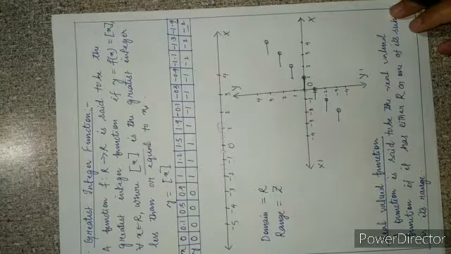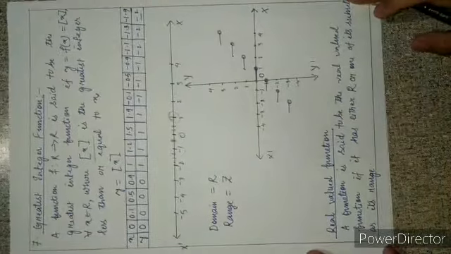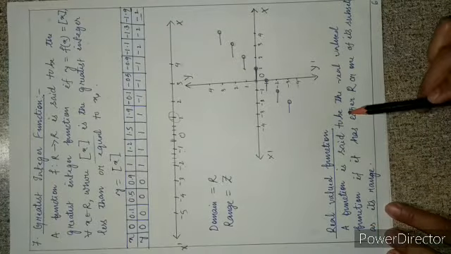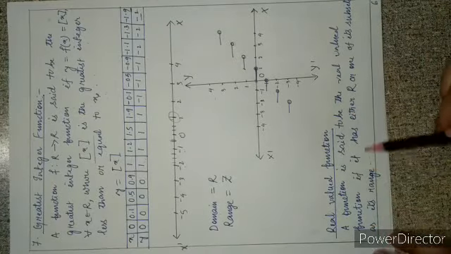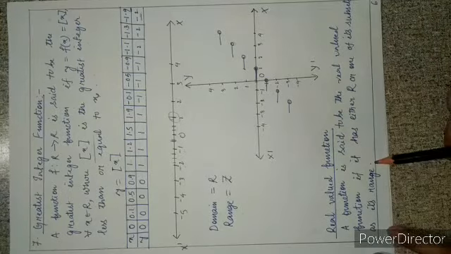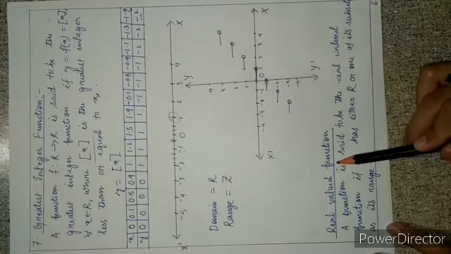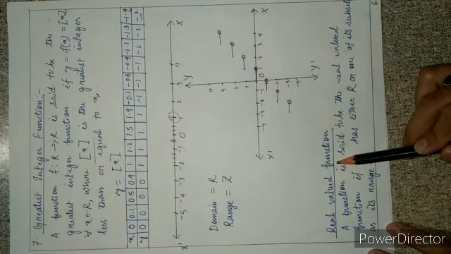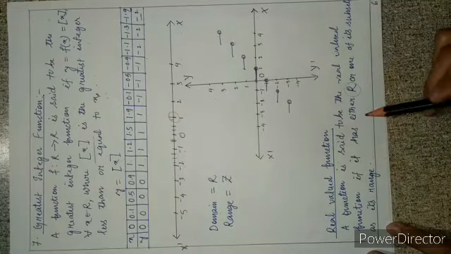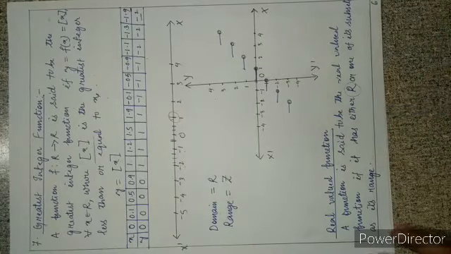That was the last type, the greatest integer function. Let's define a real valued function. A function is said to be a real valued function if it has either R or one of its subsets as its range. If the range of a function is a set of real numbers or a subset of it, it is called a real valued function. For today let's end here.